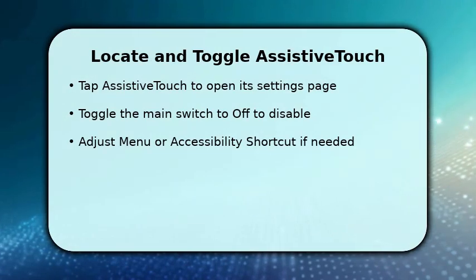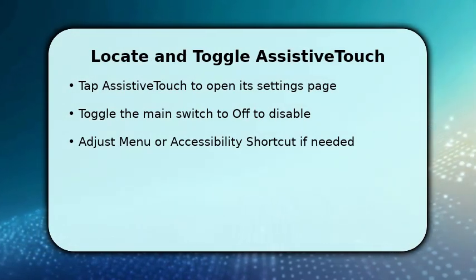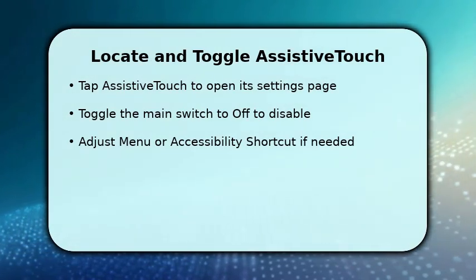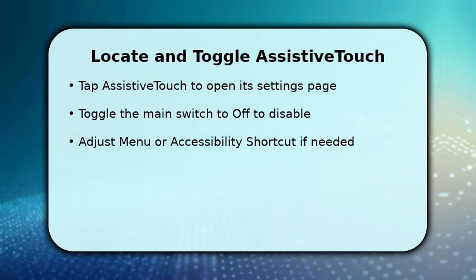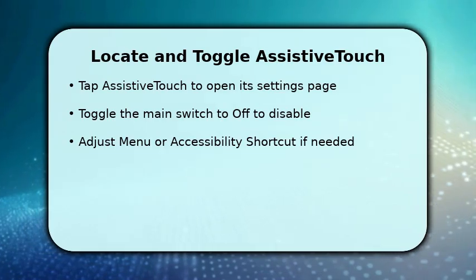Now that you're on the AssistiveTouch page, look at the top switch. This directly enables or disables the floating control. Tap the toggle to off. You will see the button disappear immediately from the screen, which confirms the change.